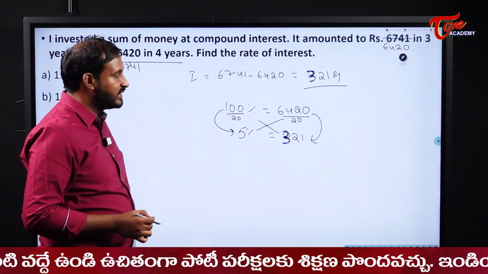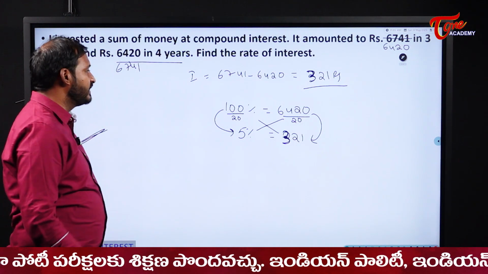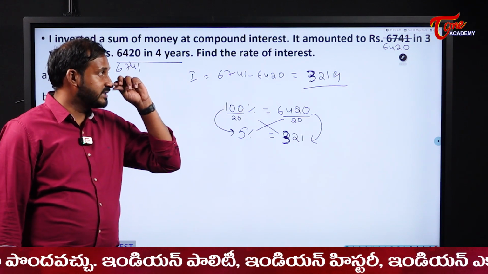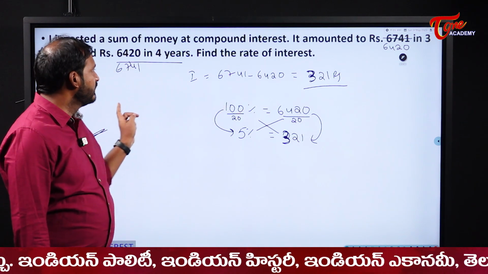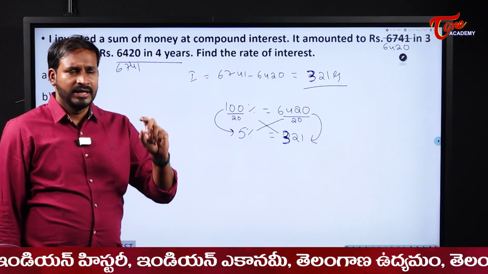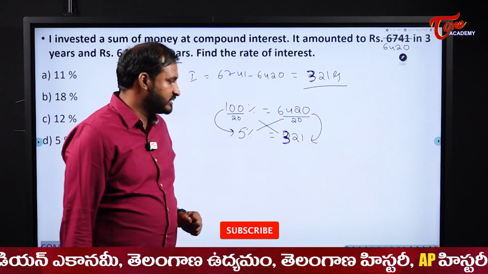So what is the rate of interest here? 5%. Find the rate of interest. What is the rate of interest here? 5%. So that is the interest earned on my previous year's amount. 5%. Understood, students? Very simple. If you understand the logic, then it is really easy. If not, it becomes a complex concept. Next one.